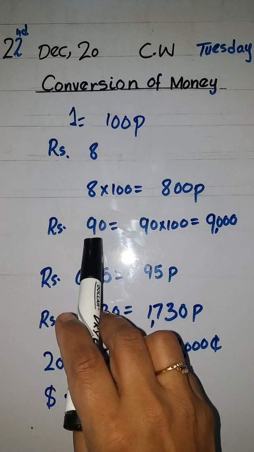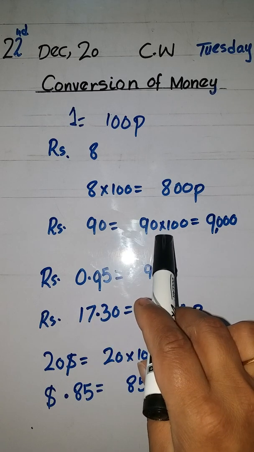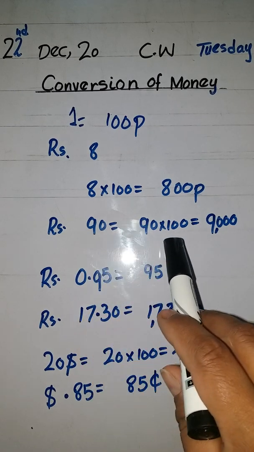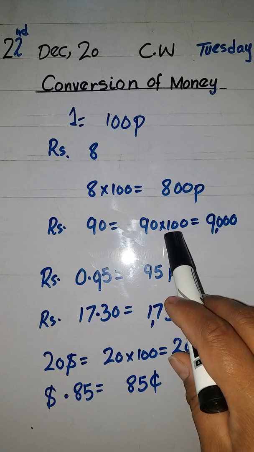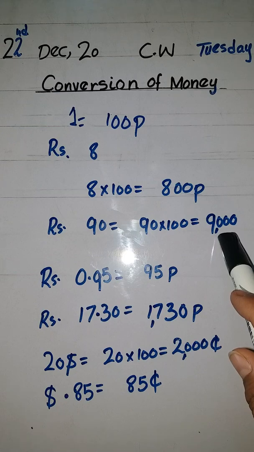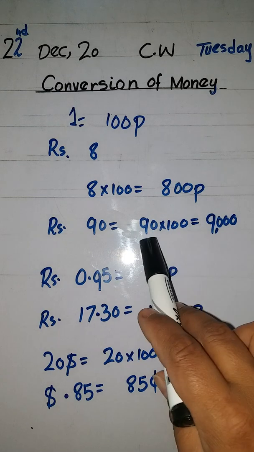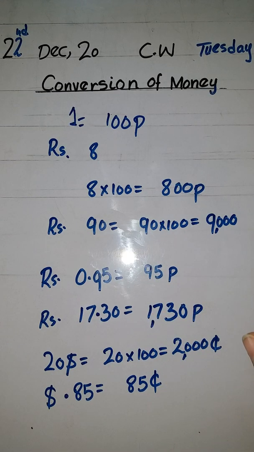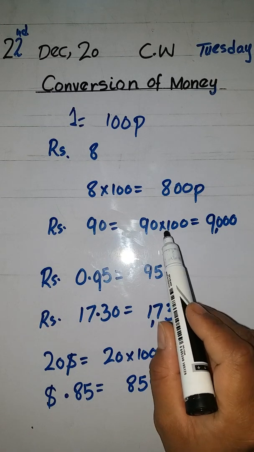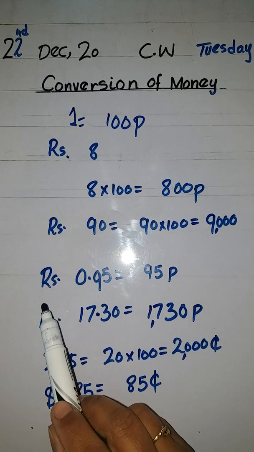Next, 90 rupees. We will multiply 90 with 100 again, because you have to convert 90 rupees into paisas. So that's why we will multiply with 100. We will get 9,000. The easiest trick is to put both zeros with the 90. You can multiply in the rough work, otherwise the short way is to put both zeros with the 90. You will get 9,000.